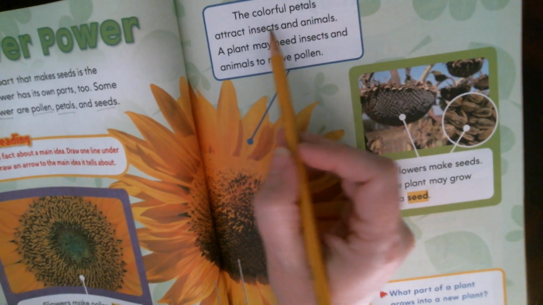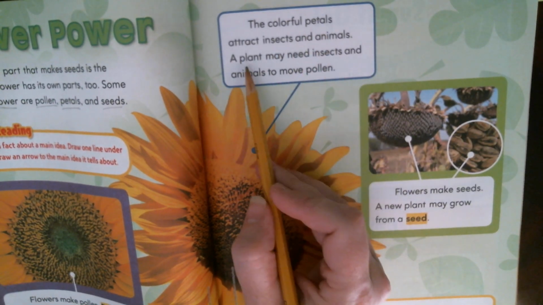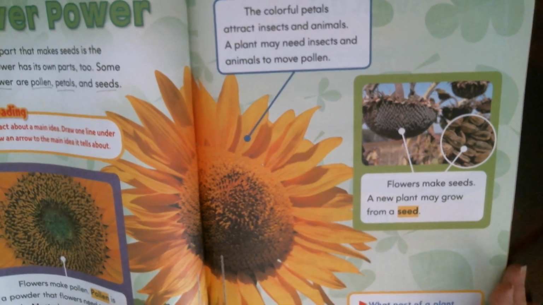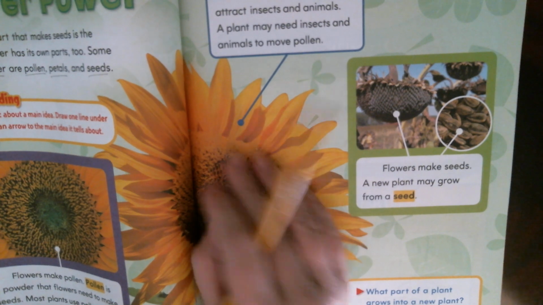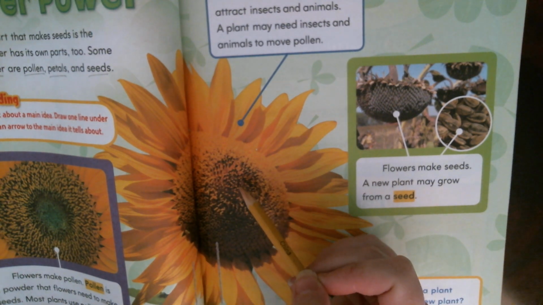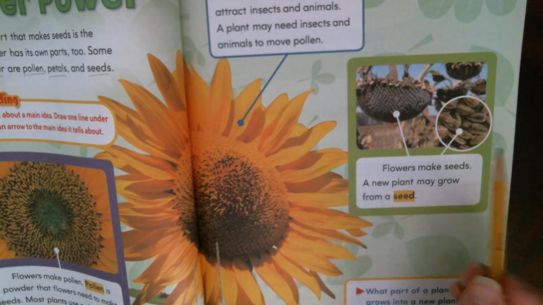All right. The colorful petals attract insects and animals. A plant may need insects and animals to move pollen. And I just talked about that with the bees. The bees are attracted. They see that bright yellow and they know that it's a flower and they want to get the nectar from it, because they use that nectar to make their honey.